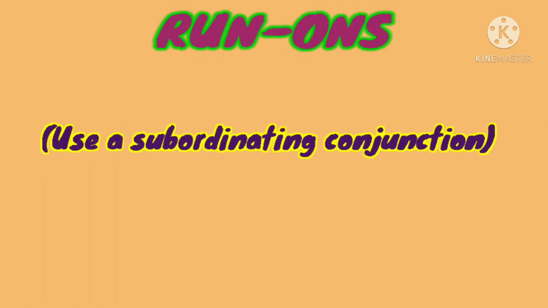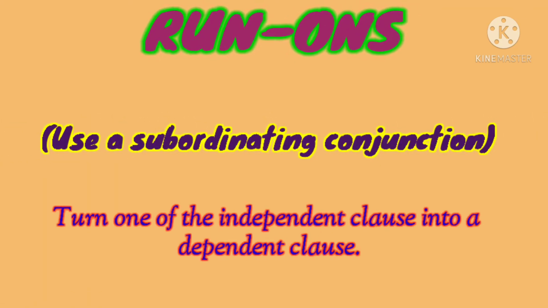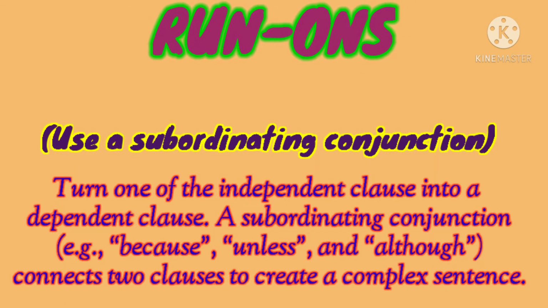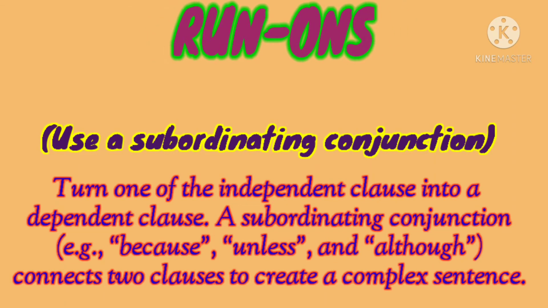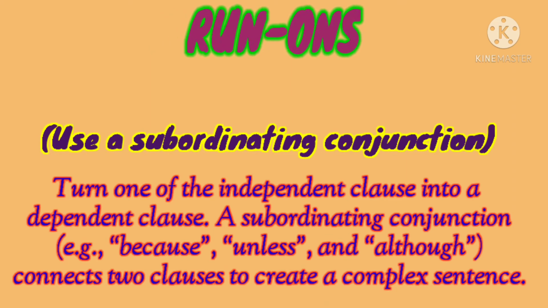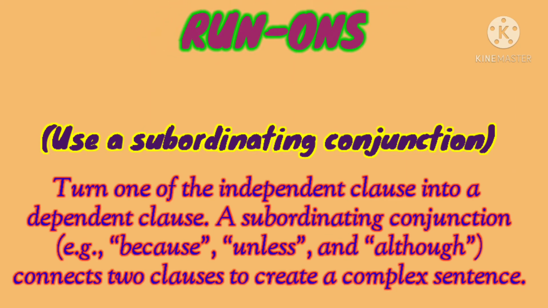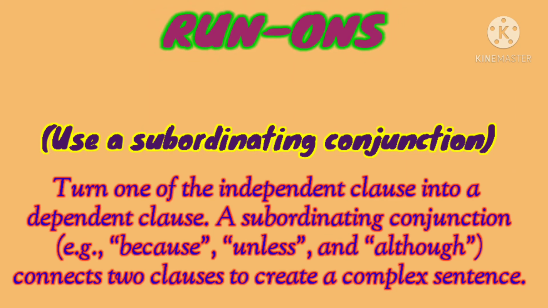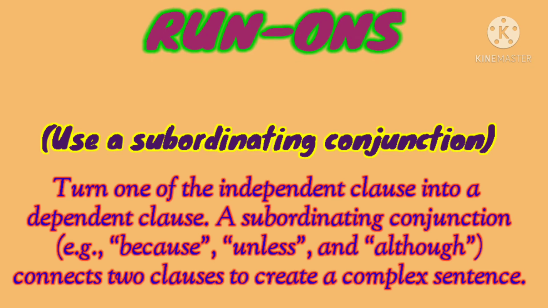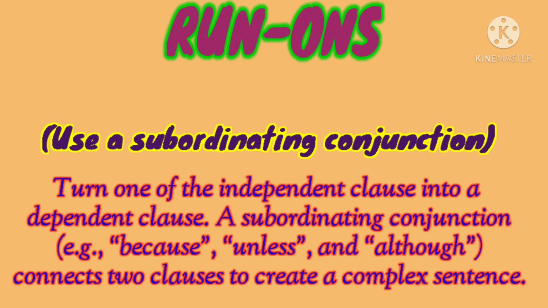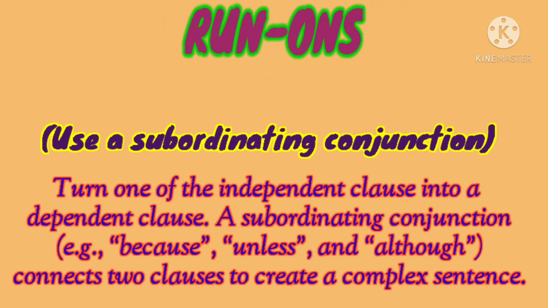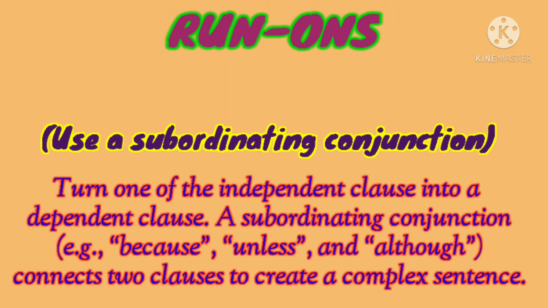The third one is to use a subordinating conjunction. Turn one of the independent clauses into a dependent clause. A subordinating conjunction, for example, because, unless, and although, connects two clauses to create a complex sentence. This option works to cement the relationship between the two parts of the sentence.